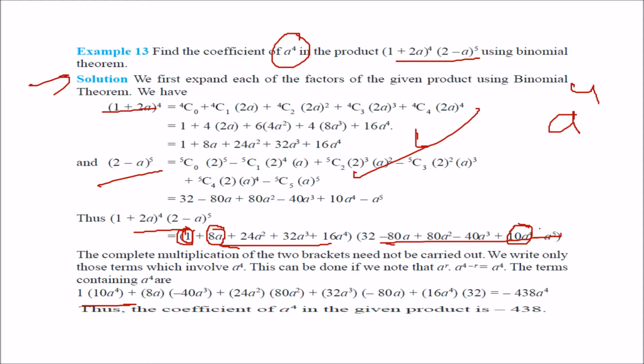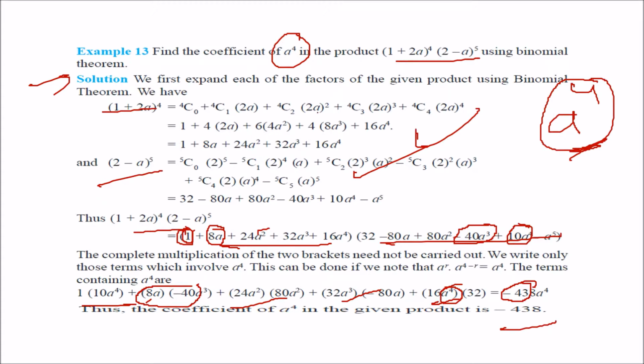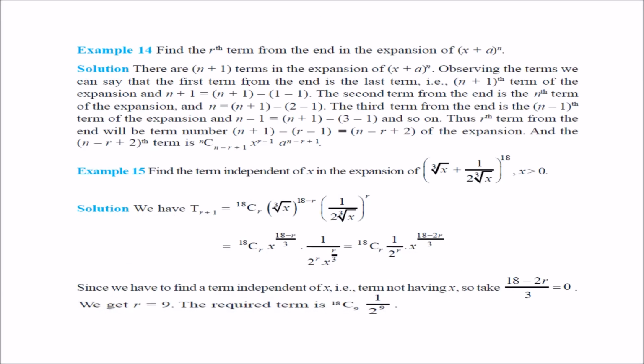Now let us multiply 8a with some term here so that I can get the final one as a to the power 4. So 8a, if it is multiplied by minus 40a cubed, then only I can get a to the power 4. I'm only writing those terms which give me a to the power 4, and the rest we get automatically, and this is our coefficient of a to the power 4, that is minus 438. Next is: find the rth term from the end in the expansion of (x plus a) to the power n.